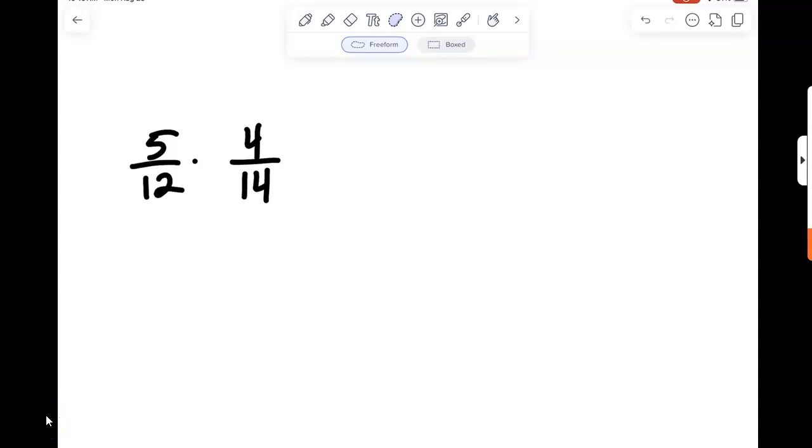All right, so welcome back. I had a question from a student about multiplying fractions, so I wanted to go back over this again.